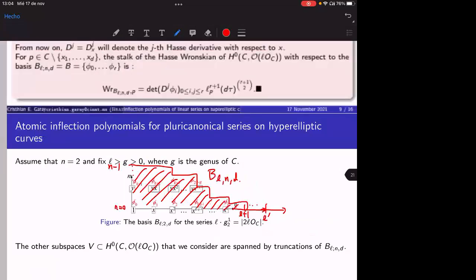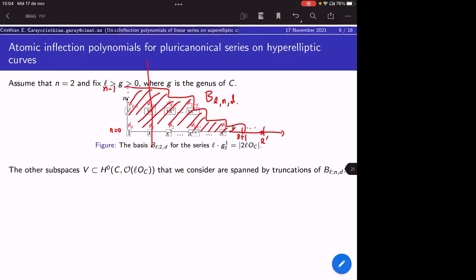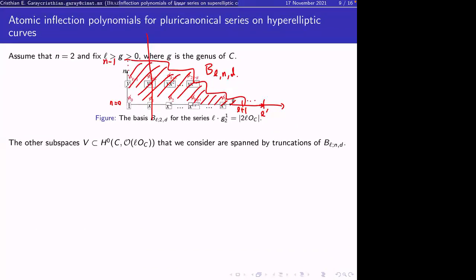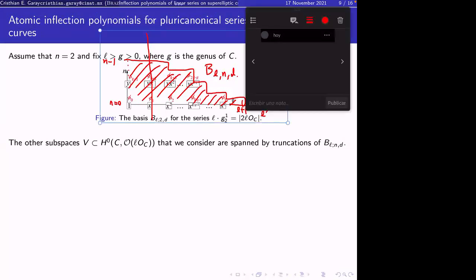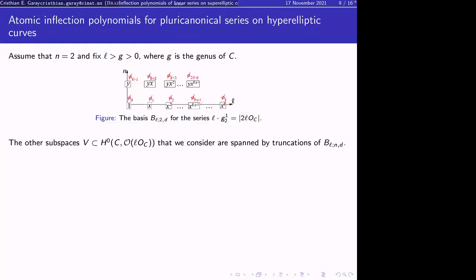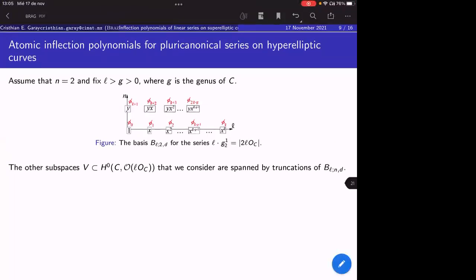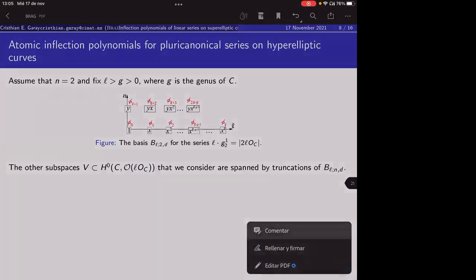Again, here this D is somehow disguised in the genus. But since the genus depends on D, D appears in this construction. And also, I may use this drawing to tell you which are the other spaces that interest us, because I told you that you are not forced to take the whole linear series. So the other spaces that we consider are truncations of these particular stairs.